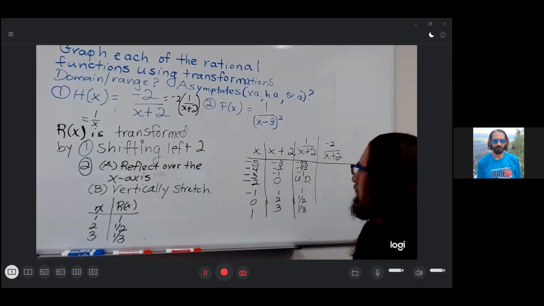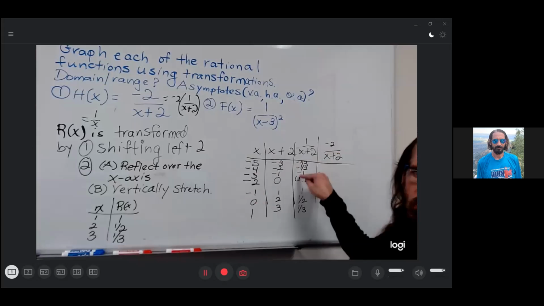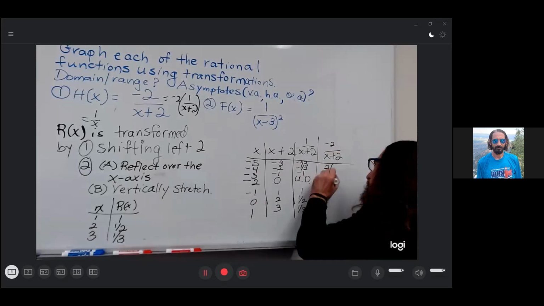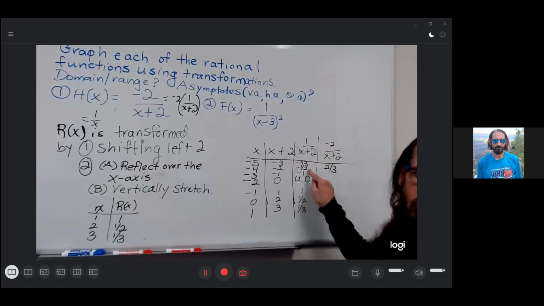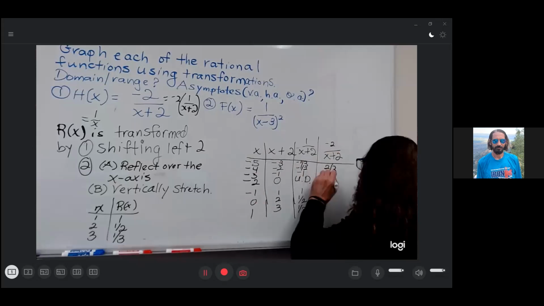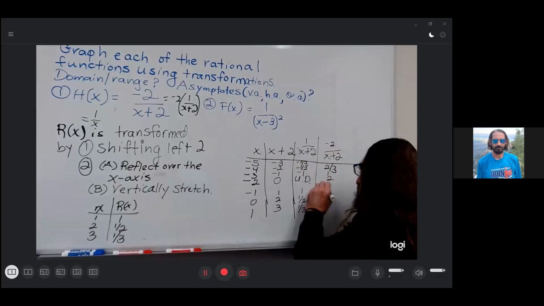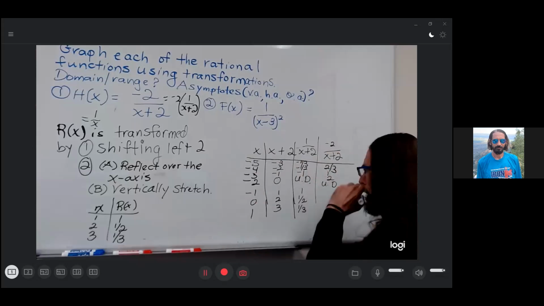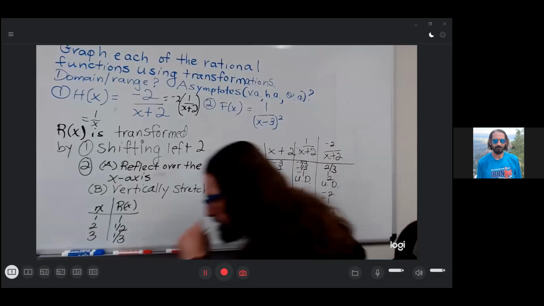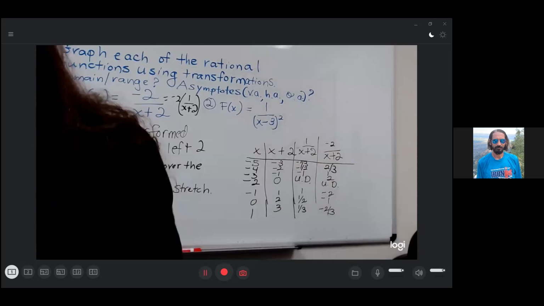And then the y values, we have to multiply all of these by -2. It's going to give us 2/3, 2/2, or 1, 2, something undefined multiplied by -2 is still going to be undefined, -2, -1, and -2/3. Zoom in on that in a moment.